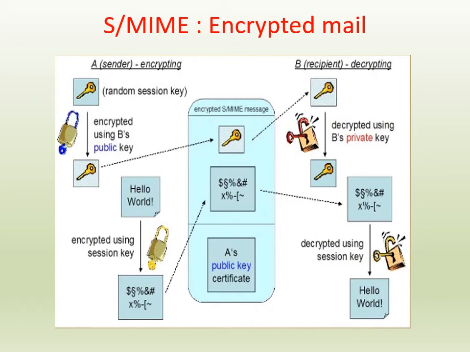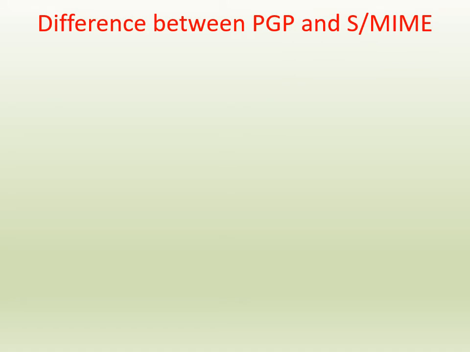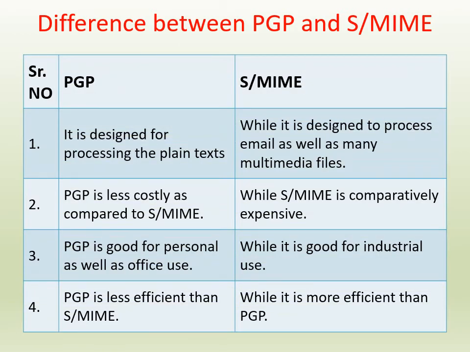There are some differences between PGP and S/MIME. Let's see them. PGP is designed for processing plain text, whereas S/MIME is designed to process email as well as many multimedia files. Comparatively, PGP is less costly, whereas S/MIME is expensive. PGP is a good technique for personal as well as official use, while S/MIME is good for industrial use.